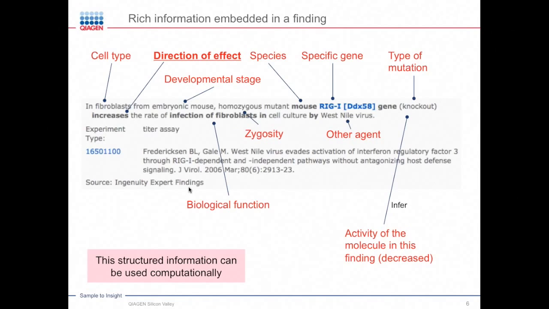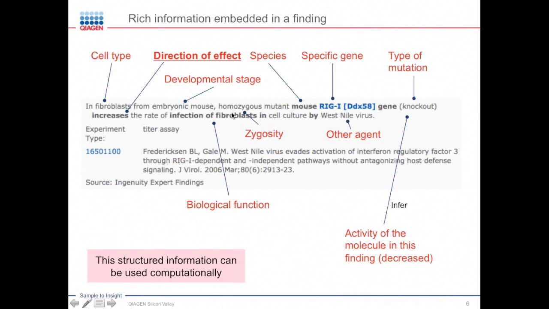So what is a finding? This is an actual finding in our knowledge base that's relevant to this talk. It's about fibroblasts in a certain stage of mouse embryonic development. It's a homozygous mutant RIG1 gene. If you knock it out, it increases the rate of infection of fibroblasts in cell culture by the virus, West Nile. And there's a lot of really good information in here, such as the cell type, the species, the specific gene, the type of mutation, the development stage, the zygosity, what agent was there, the biological function it affects, and most importantly to us is the direction of the effect.